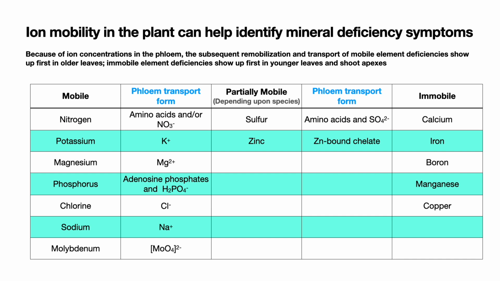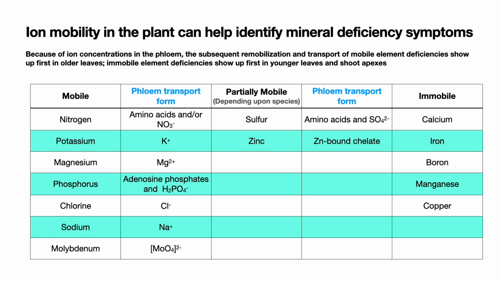So nitrogen is a mobile element and readily shows deficiency symptoms of a chlorosis, a yellowing of the leaves in the older leaves first. And it's mainly transported in the phloem as amino acids and also nitrate, depending on the species. It varies from species to species. Potassium is a mobile element. Magnesium is a mobile element. Phosphorus is a mobile element and is transported as adenosine phosphates like ATP and also phosphate. Chlorine is transported as chloride. Sodium is transported in the plant as sodium. And molybdenum is transported in the plant as molybdate. So those are all mobile elements.